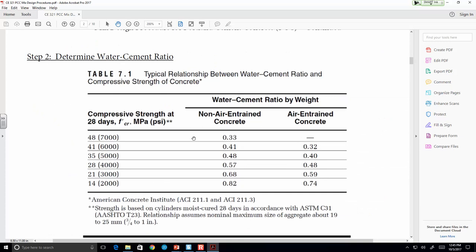Based on a required compressive strength, and whether or not we're air entrained, we can determine a water cement ratio. Now the problem is, what was f'cr? It was like 4,500 something, right? So we're dealing with air entrained concrete. For 4,000 PSI, we have a water cement ratio of 0.48. For 5,000 PSI, we have 0.40. So you tell me, what should we use? Linear interpolation, but it's 4,500, basically in the middle. So if we're at 0.48 and 0.40, 0.44, okay?